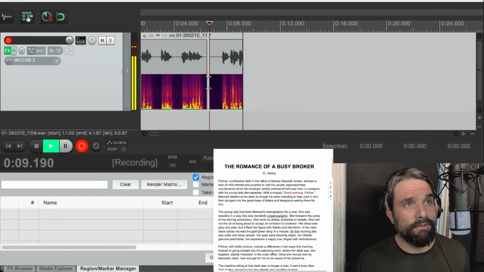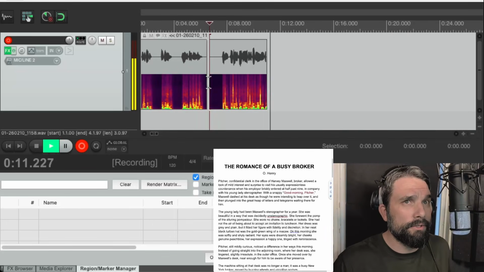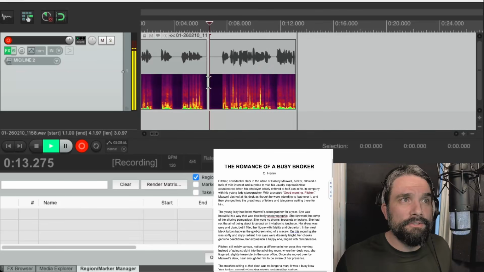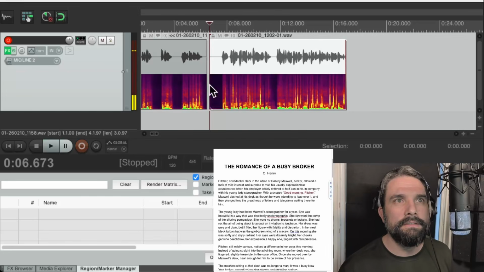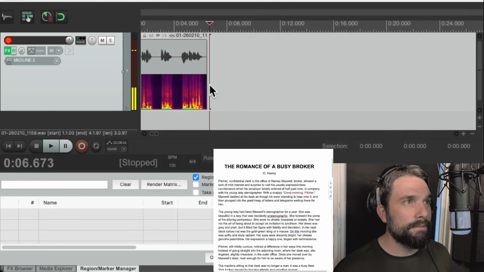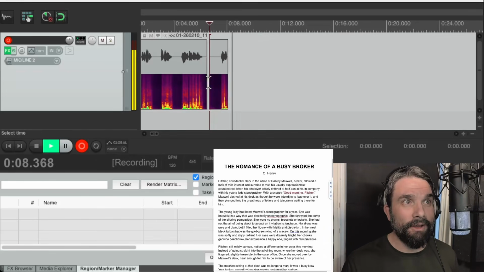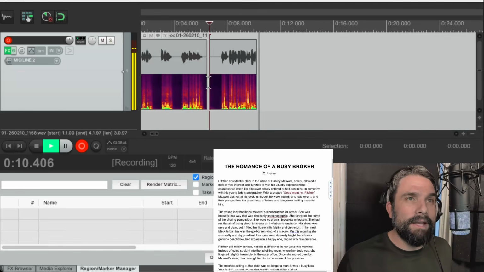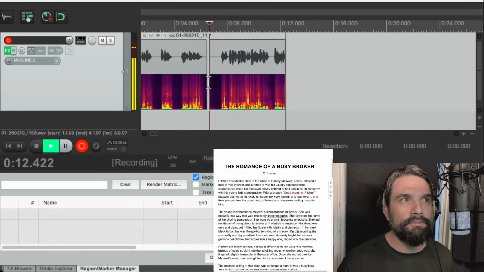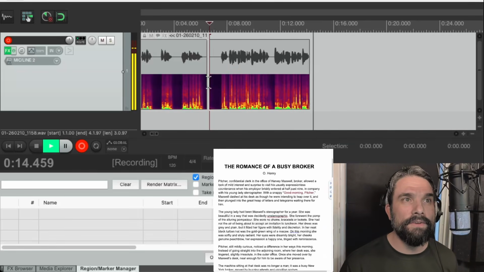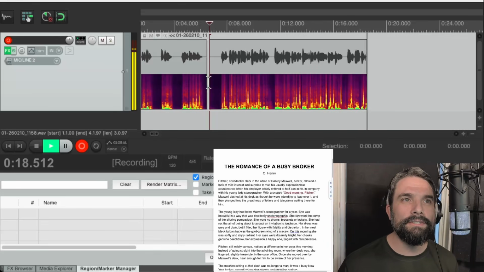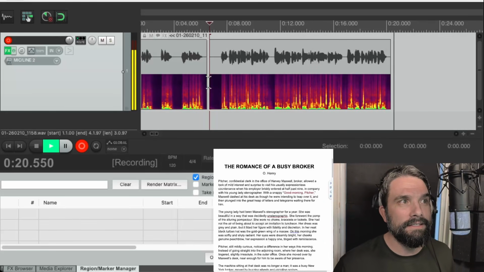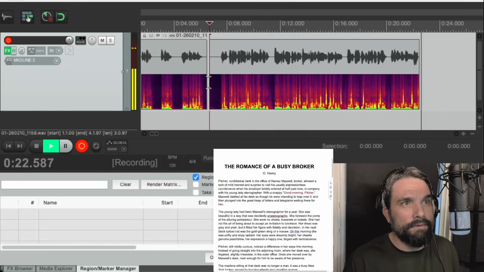Pitcher, confidential clerk in the office of Harvey Maxwell, broker, allowed a look of mild interest and surprise to visit his usually unexpressionless countenance. One more time. Pitcher, confidential clerk in the office of Harvey Maxwell, broker, allowed a look of mild interest and surprise to visit his usually expressionless countenance when his employer briskly entered at 9:30 in company with his young lady stenographer.